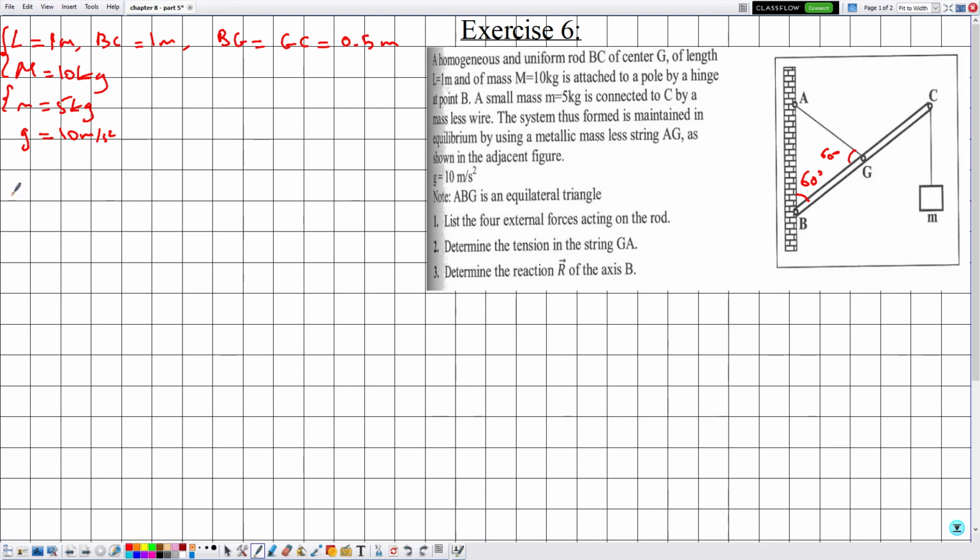Now number 1, list the 4 external forces acting on the rod. We have the tension in the string here, T1, say, the tension T2 here, and the reaction. We suppose that the reaction is something like this. So these are 3 forces. The additional force is the weight of the beam, which is vertically downward like this.